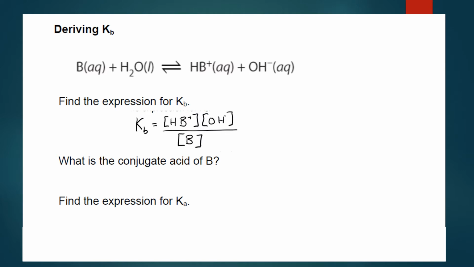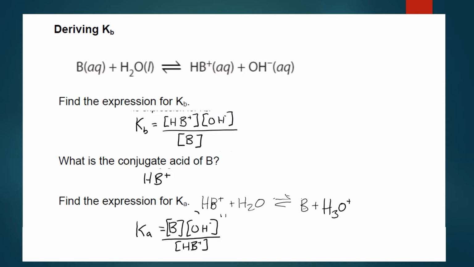The next thing that we're looking at is what is the conjugate acid of B? Well, a conjugate acid is something that differs by one proton or one hydrogen ion. So that's going to be our HB+. And then finally, we're going to find the expression for Ka. So if we take that conjugate acid of B, so we have HB+, we add that to water, we get the conjugate base, B, and H3O+. Now, finding the expression for Ka, again, we're going to take our products over our reactants.